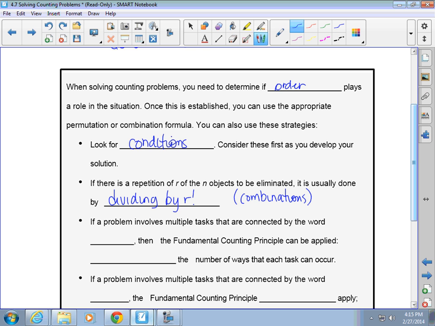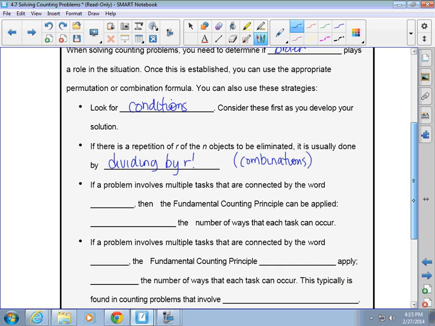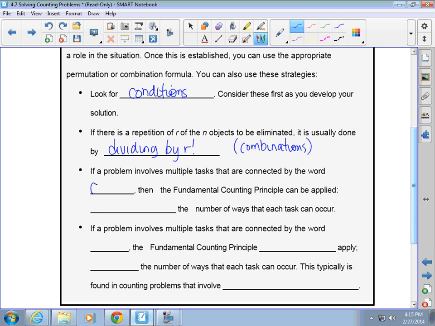If a problem involves multiple tasks that are connected by the word and, then the fundamental counting principle can be applied. That's like the social insurance number situation, where you had 10 digits, and you have 10 choices for the first spot, 10 for the second, 10 for the third, and 10 for the fourth, unless there's a restriction. And we multiply the number of ways each task can occur.